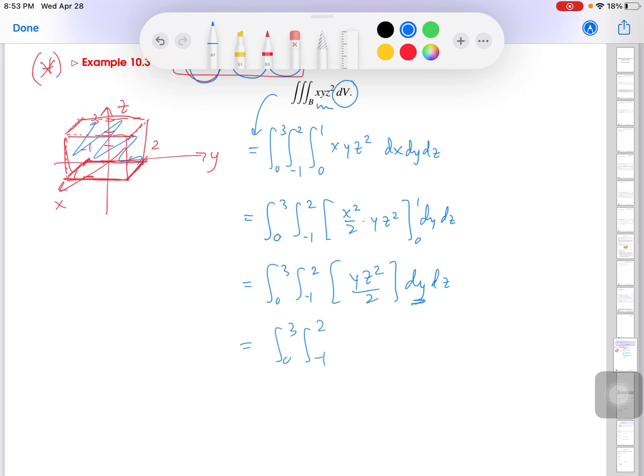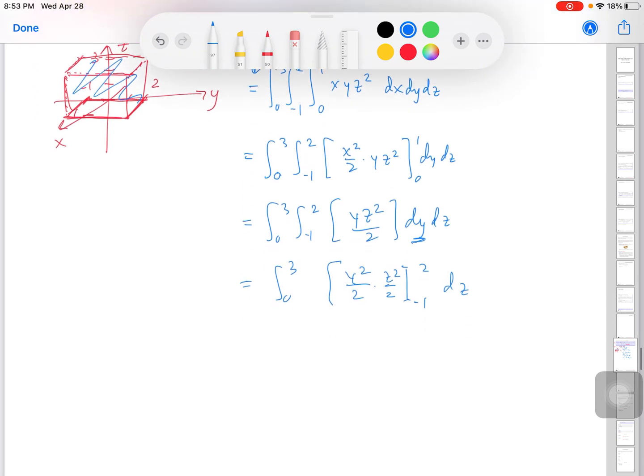Okay, and then now I'm going to go off, and I am going to calculate the integral of this with respect to y. So now z squared over 2 is effectively a constant, because I'm only integrating with respect to y. And I get a y squared over 2 times that constant for our purposes here. Oh, and I don't need the integration sign. So I'm going to now do the fundamental theorem step from -1 to 2. And this is now dz. That's going to be left over.